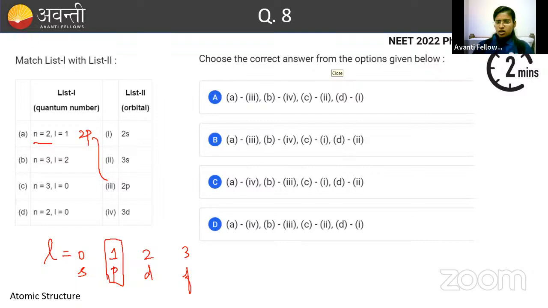Are you getting option B as the correct answer? Everybody is getting A, but one student is getting option B. Just check. Why option B? Some of you are getting option B, so I'm explaining it. Just listen. So A goes to 3. It is a 2p orbital.